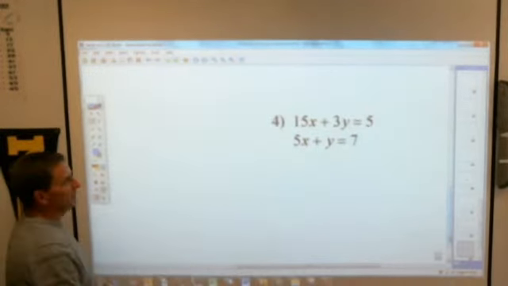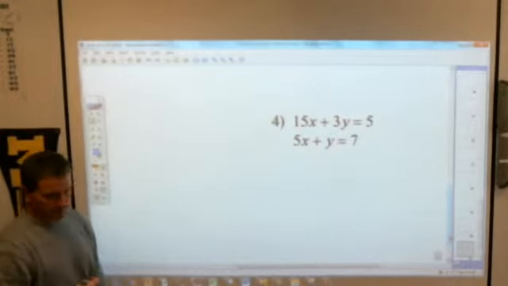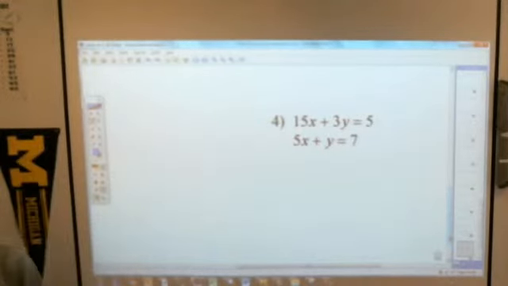Now, let's take a look at this one. If you look at this, if you're trying to use substitution there, you run into a small tad bit of a problem because neither one of them is solved for a letter. However, you can solve one for a letter very simply. Which one would you solve and why?